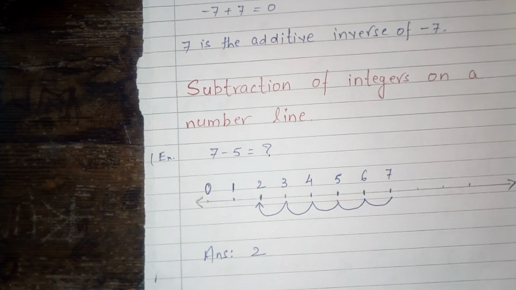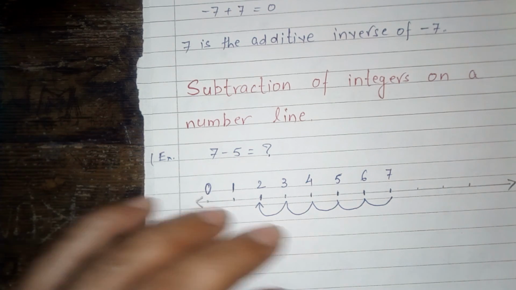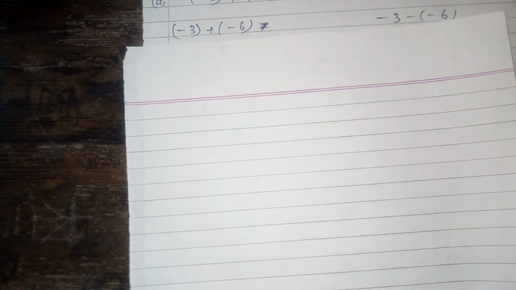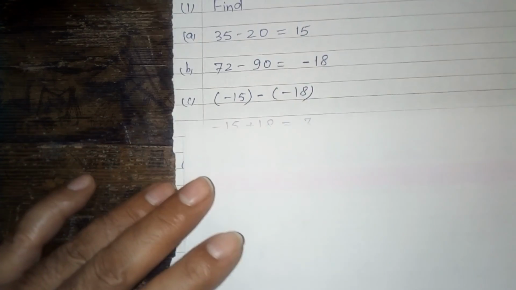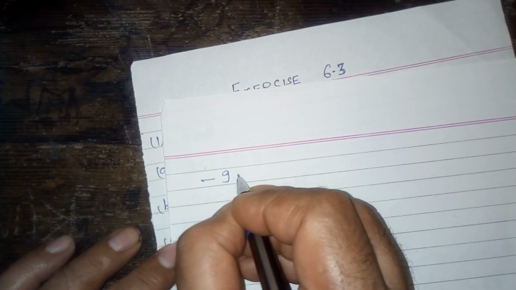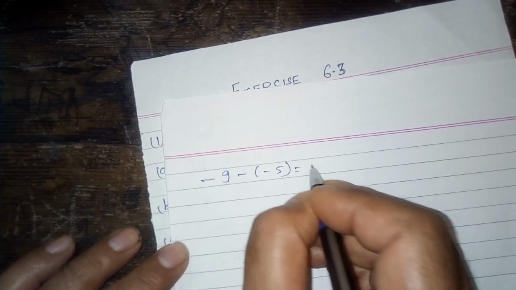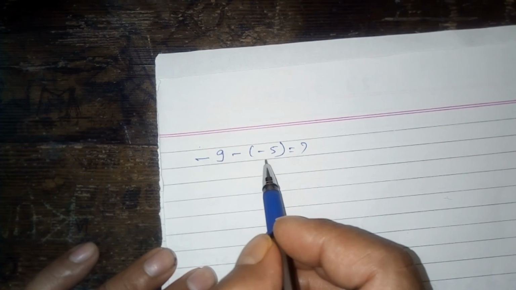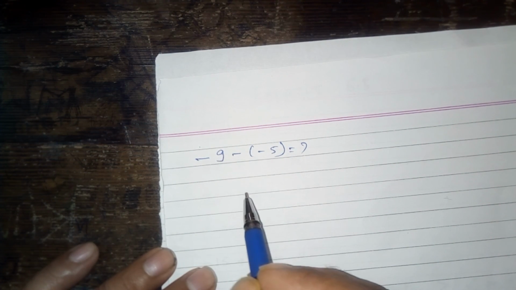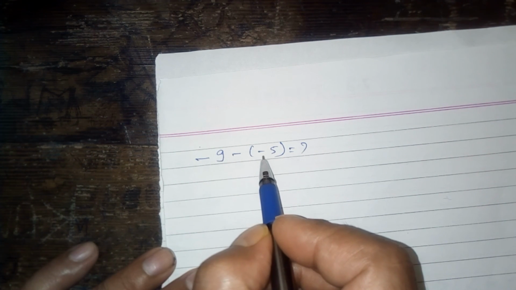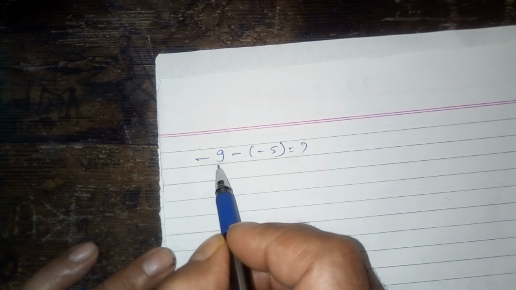Just I want to give one more example for better explanation. Suppose you want to subtract minus 5 from minus 9. What happens when you subtract minus 5 from minus 9?